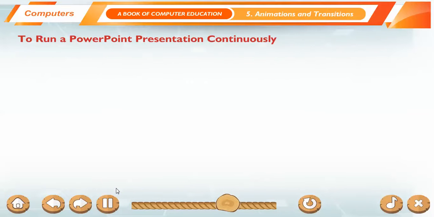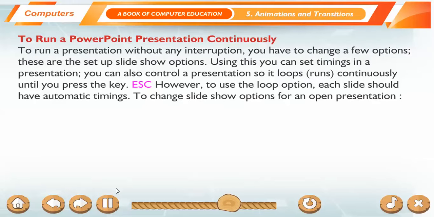To run a PowerPoint presentation continuously without any interruption, you have to change a few options. These are the Setup Slideshow options. Using this, you can set timings in a presentation. You can also control a presentation so it loops and runs continuously until you press the escape key. However, to use the loop option, each slide should have automatic timings.